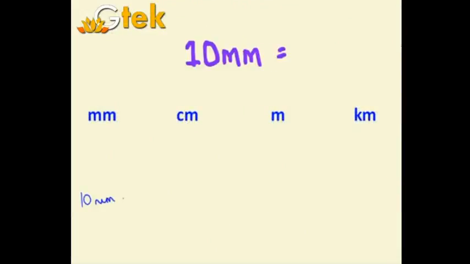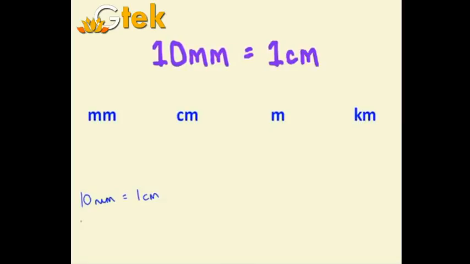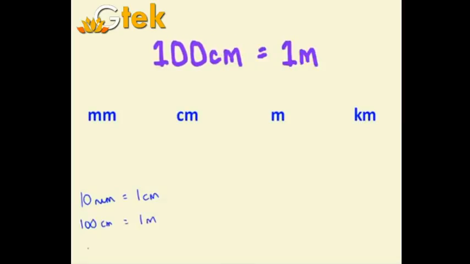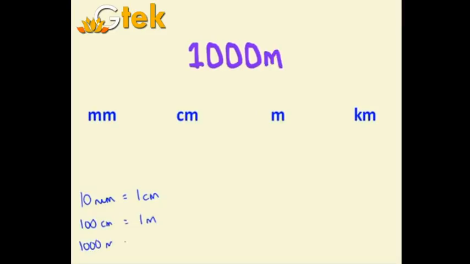So 10 millimeter is equal to 1 centimeter. 100 centimeter is 1 meter and 1000 meter is 1 kilometer. This is the basic thing that we have to know. So 10 millimeter is equal to 1 centimeter, 100 centimeter is equal to 1 meter, 1000 meter is equal to 1 kilometer. I highlighted this: 1000 meter is equal to 1 kilometer.